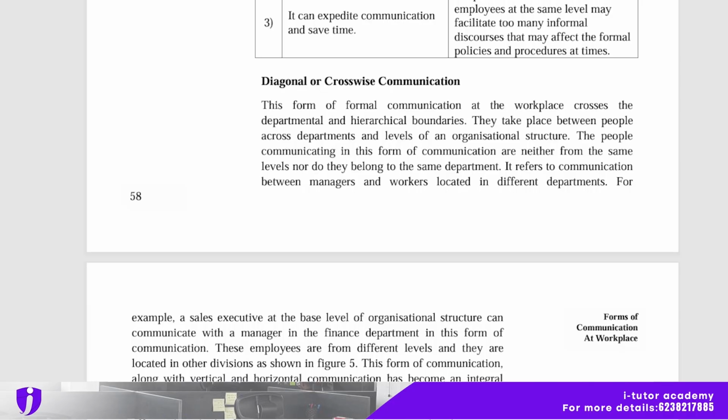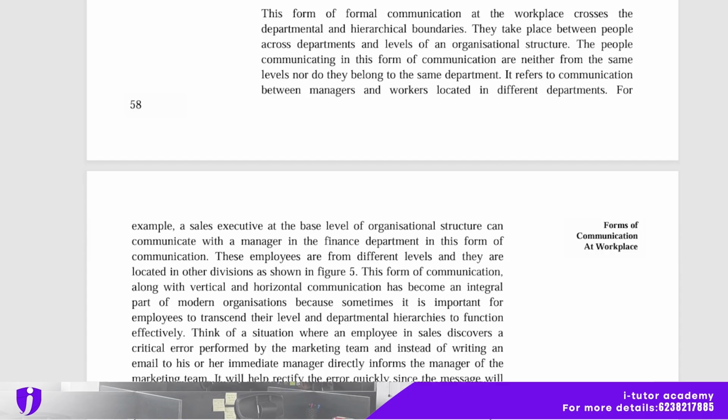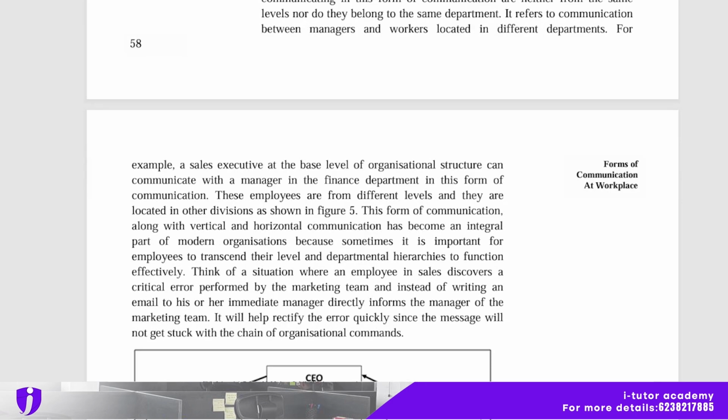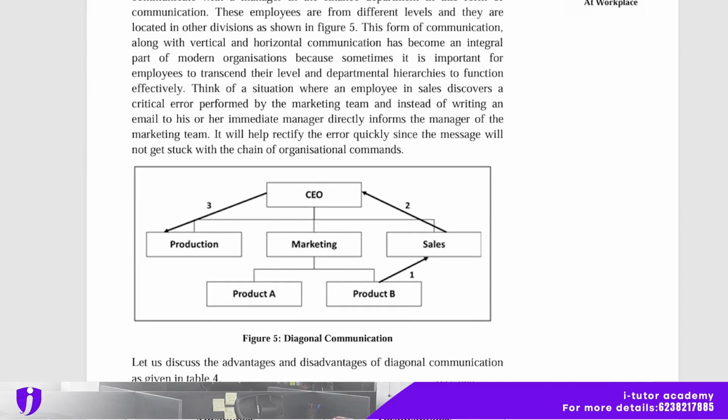They take place between people across departments and levels of an organization structure. The people communicating in this form of communication are neither from the same level nor do they belong to the same department. It refers to communication between managers and workers located in different departments. For example, a sales executive at the base level of the organizational structure can communicate with a manager in the finance department. In this form of communication, these employees are from different levels and they are located in other divisions as shown in the figure. So here is the figure of diagonal communication.